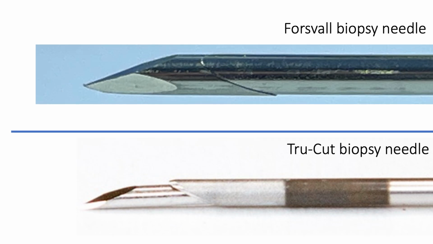After a lot of work, I invented a modified needle called the Forsvall biopsy needle. It features a closed tip that makes it completely smooth on the outside. Basically, it came down to making the tip a little larger, so it aligns with the rest of the needle.